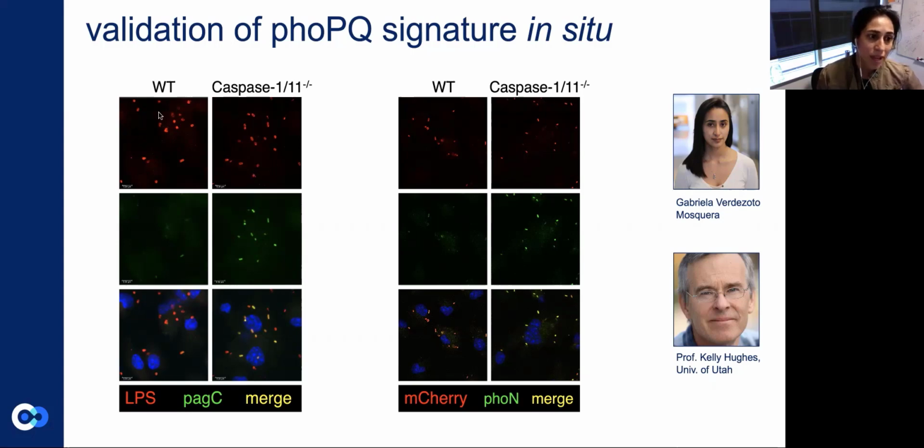In red is basically a constitutive gene, which is LPS in this case. In green, you can see PagC, and hopefully you can appreciate that bacteria that are in the 111 knockouts turn on PagC to a much greater extent. And then the third panel is basically a merge or an overlay. And we see this not only with PagC, but also with PhoN, which is another PhoP/PhoQ inducible gene. Like we see with PagC, it's induced to a greater extent in the Caspase-11 knockouts.